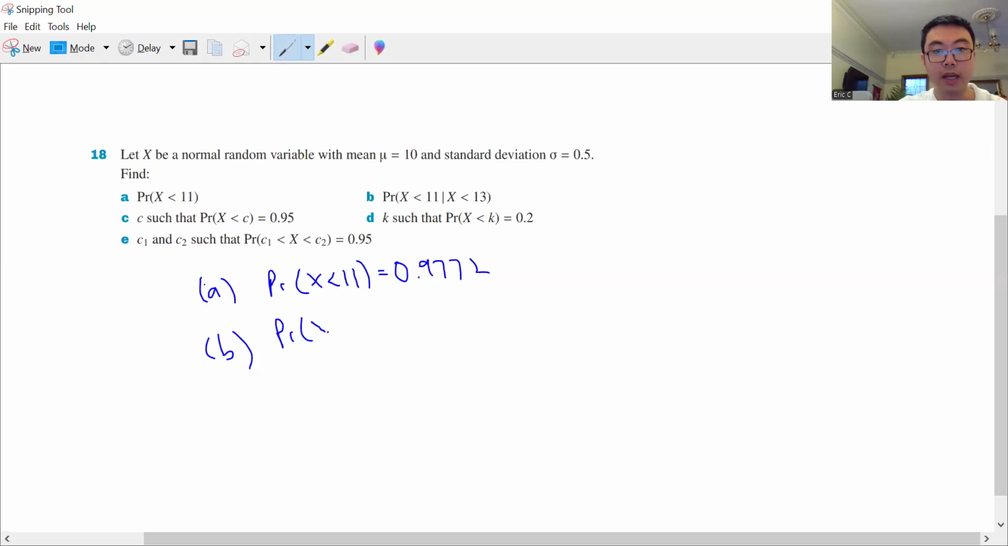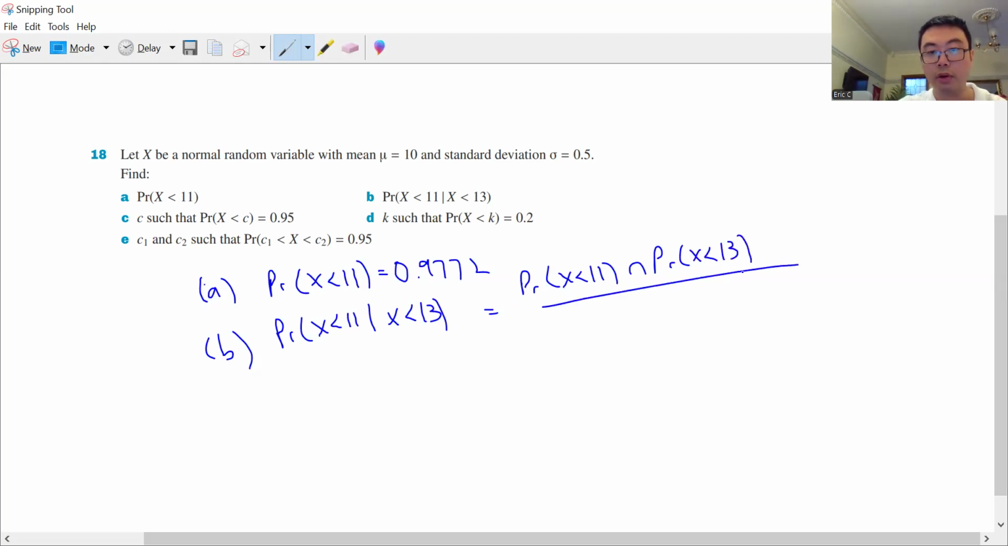And then for part B, let me just quickly share my screen again. So that's this one here. For part B, the probability of x is less than 11 given x is less than 13. So this is basically the probability of x is less than 11 intersect with x is less than 13, over the probability of x is less than 13.